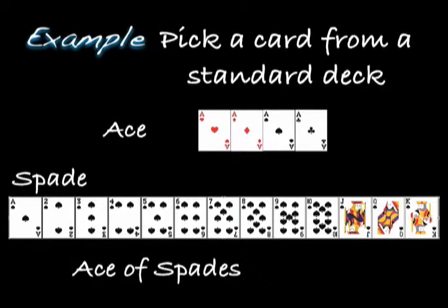The event of drawing an ace of spades. So we look at a deck of cards and determine which card or cards are an ace and a spade at the same time. This is known as the ace of spades. There's only one card that's an ace and a spade at the same time. This is known as the ace of spades.